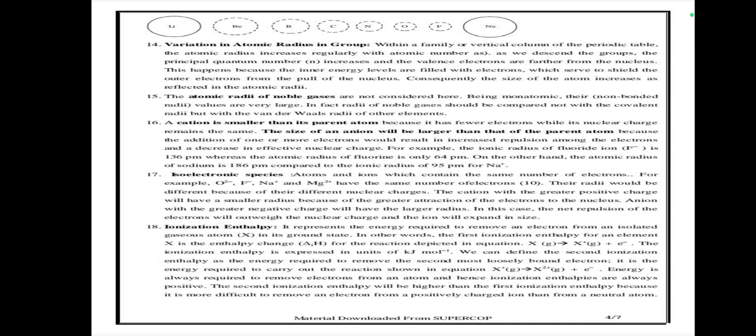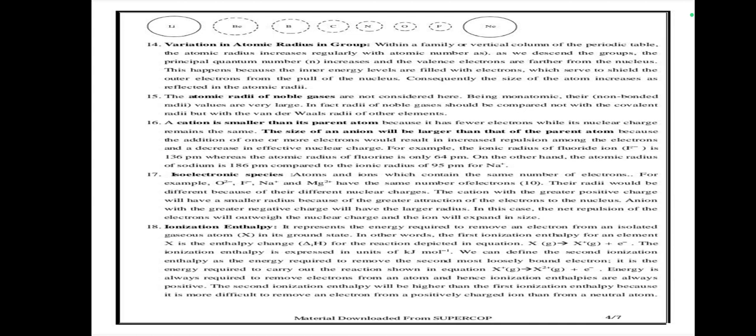In this case, the net repulsion of the electrons will outweigh the nuclear charge and the ion will expand in size. Next point, ionization enthalpy. It represents the energy required to remove an electron from an isolated gaseous atom in its ground state. In other words, the first ionization enthalpy for an element X is the enthalpy change for the reaction depicted in the equation X(g) gives X+(g) plus e-. The ionization enthalpy is expressed in units of kilojoule per mole.